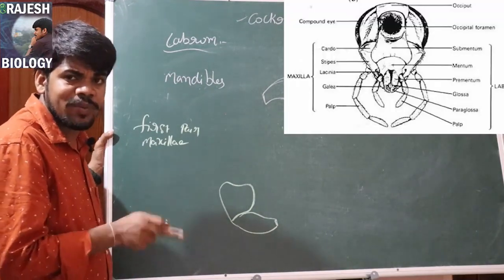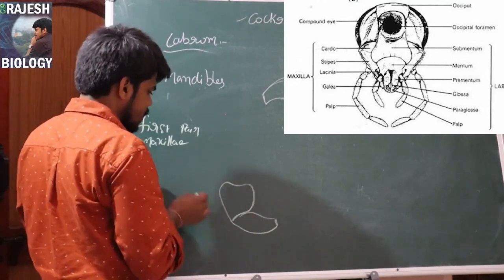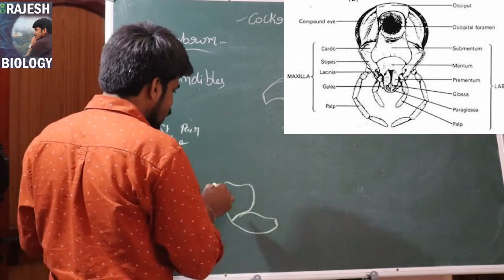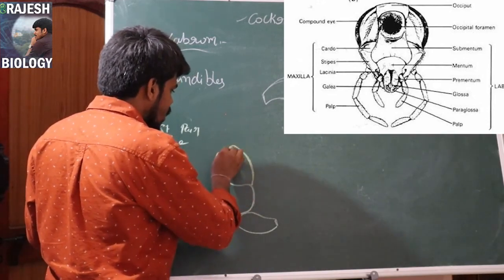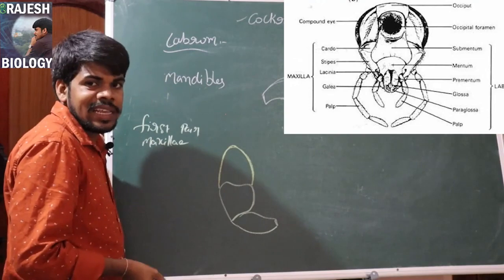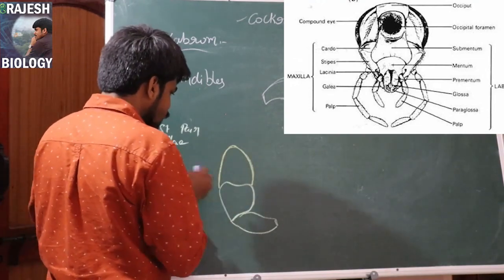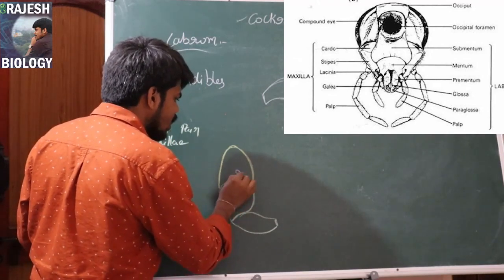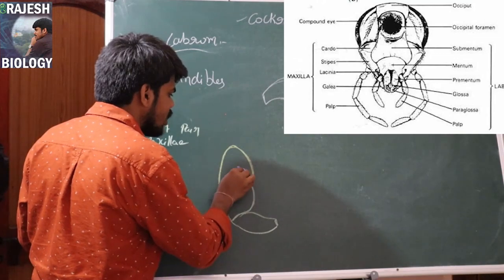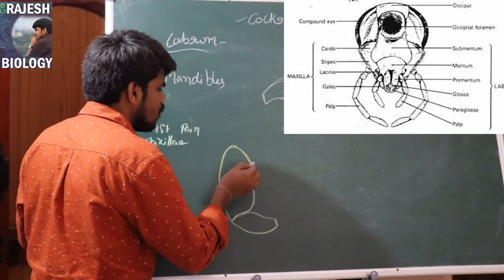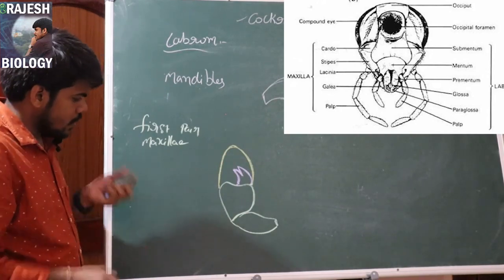I'll draw the head diagram again after the completion of all the parts. Cardo, stipes. And above the stipes, there is a hood-like structure, galea. It is called what? Galea. It is a hood-like structure. And later, there is a forceps-like structure. That is called what? Lacinia. Galea and lacinia.